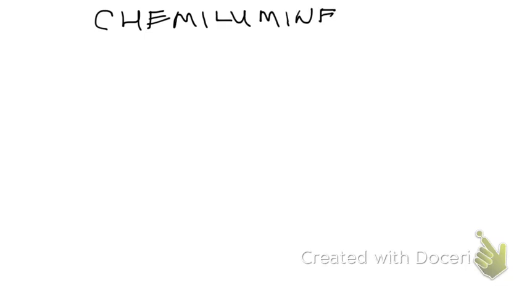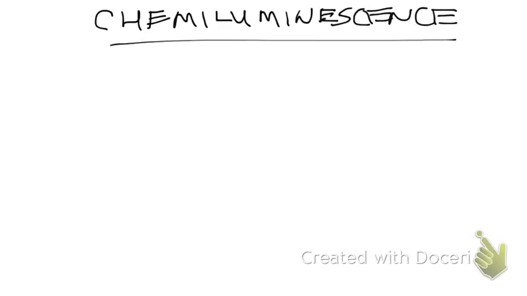Alright, so in this video we're going to be talking about chemiluminescence. This is a process that's used in some of the analyzers that we talk about in IET 226, our Process Analyzers 2 course at Red Deer College.